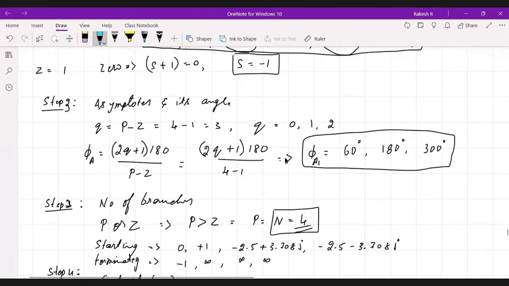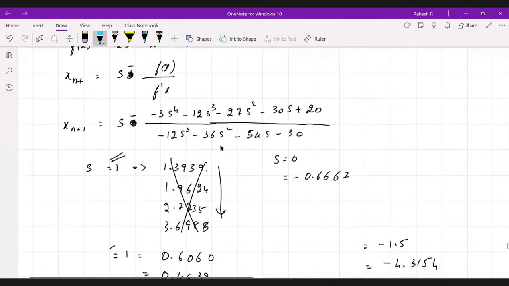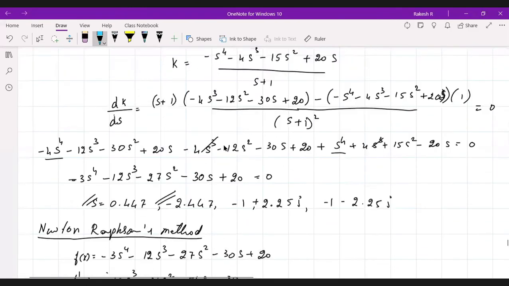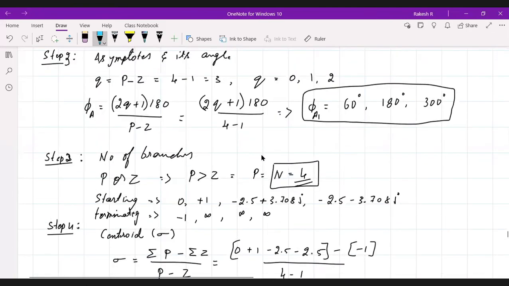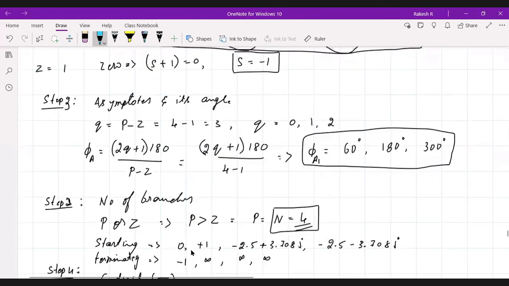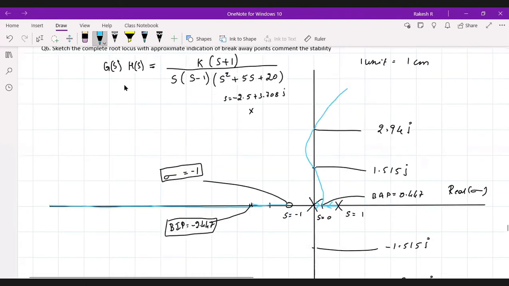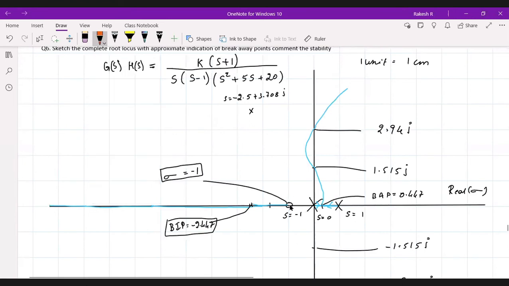Now, how does this travel? It travels with the asymptote angles. What are the asymptote angles we have got? We have got 60, 180 and 300 degrees. The asymptote lines are located at the centroid, s equal to -1. I have not marked that one first, so we shall mark that. The centroid s equal to -1 is here. So the 60 degree line will be like this, somewhere out.